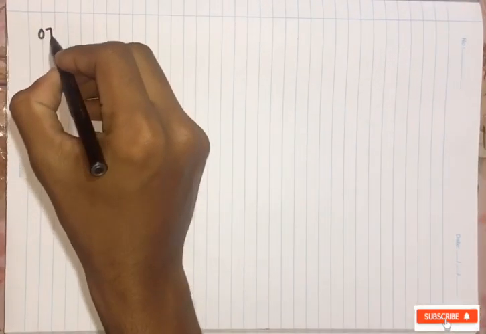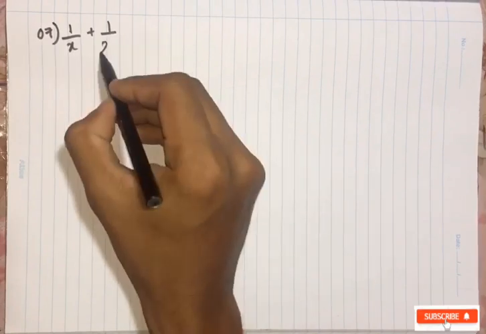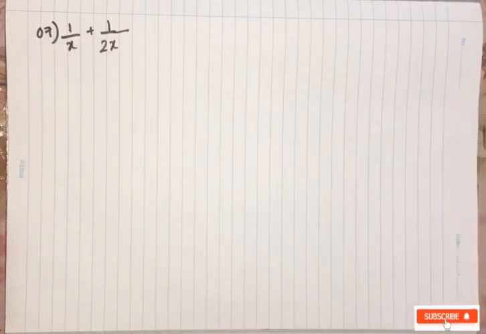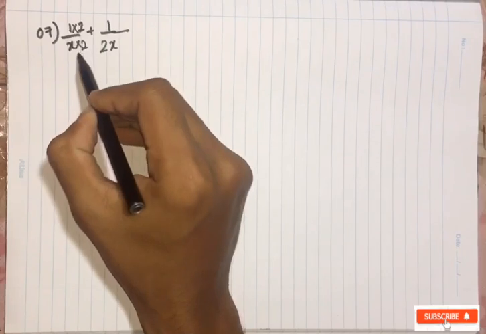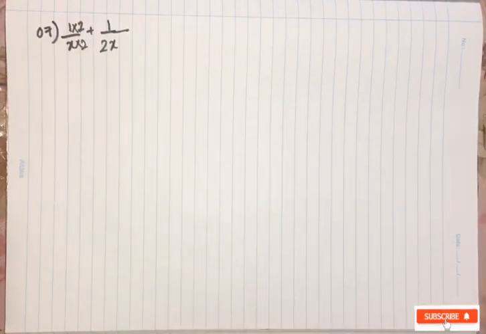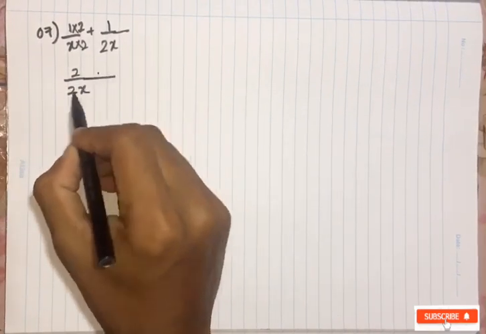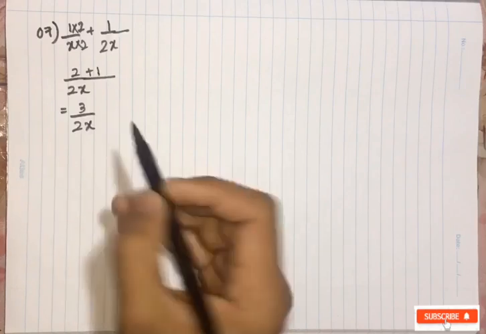Okay. Seventh, you have to solve 1 over x plus 1 over 2x. Now when you add two fractions, always the denominator should be equal. If they are not equal, you have to make them equal. How do you make them equal? You can just simply multiply this by 2, and also when you multiply the denominator by 2, you have to multiply the numerator also by 2. Therefore, you have 2 over 2x. I'll write this as the common denominator plus 1. Final answer is 3 over 2x.